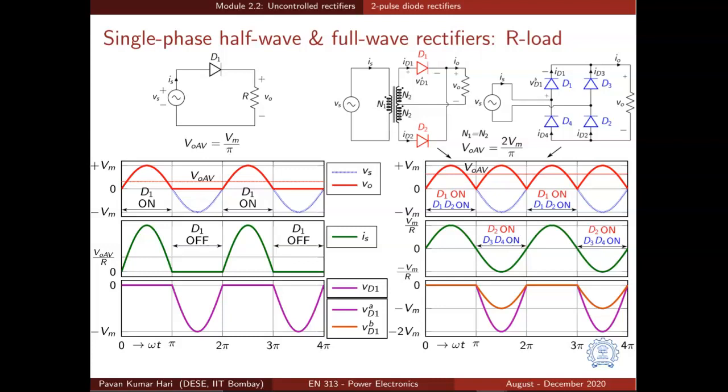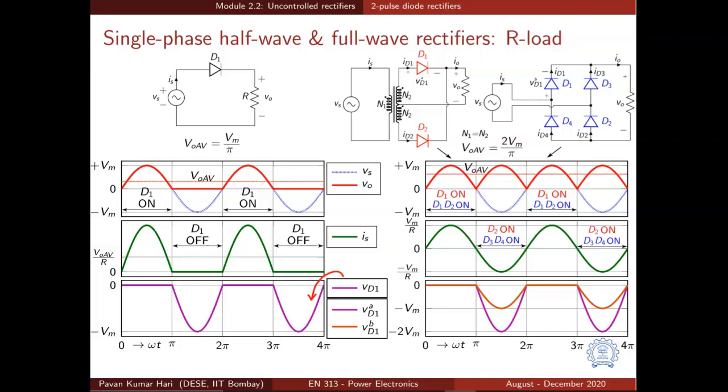Let us consider the case of R load. We just have a single resistor at the output of the rectifier. On the left side we have the half-wave rectifier circuit with resistive load and the corresponding waveforms of VO output voltage, IS source current and VD1 in the half-wave rectifier circuit are shown here.